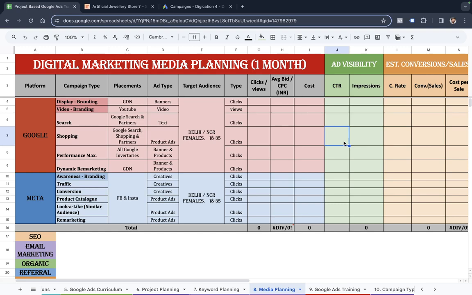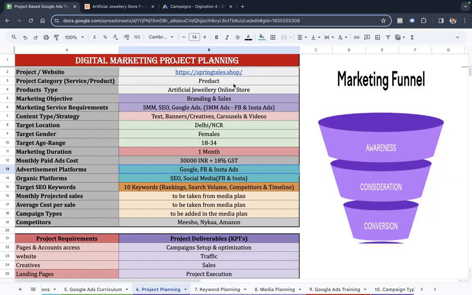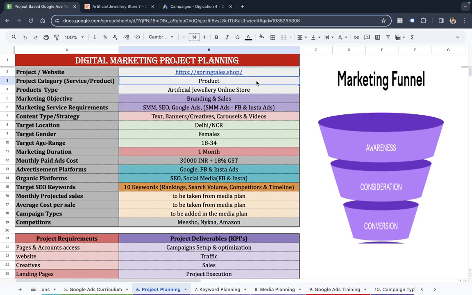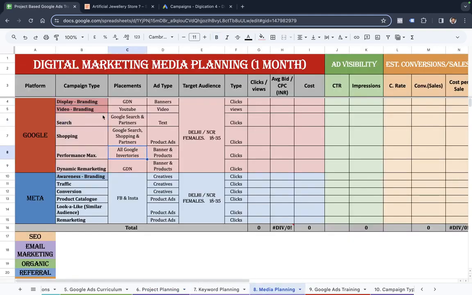Now, the first thing that we do in the media plan, after deciding the platforms, is to decide the campaign types. Now, this media plan is for a project which is an artificial jewelry store. This is for springtails.shop. Now, for this website, we are going to make a media plan for branding and sales as the marketing objective. Just because it has branding and sales, it means we have to keep the branding and sales campaigns. So here we keep 2 branding campaigns and 4 sales campaigns for Google, and 1 branding campaign and 5 sales campaigns for Meta.